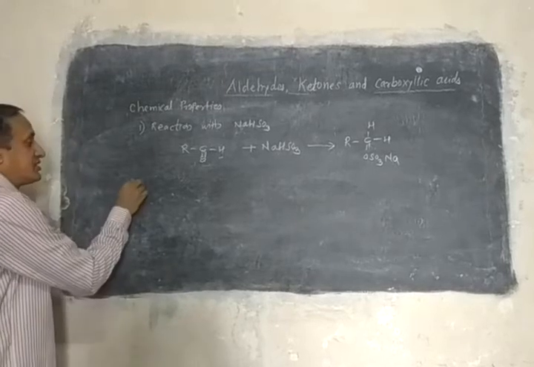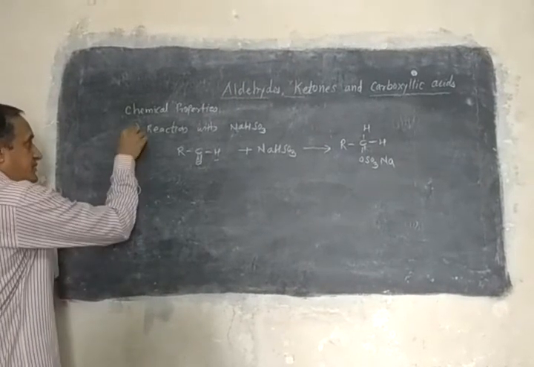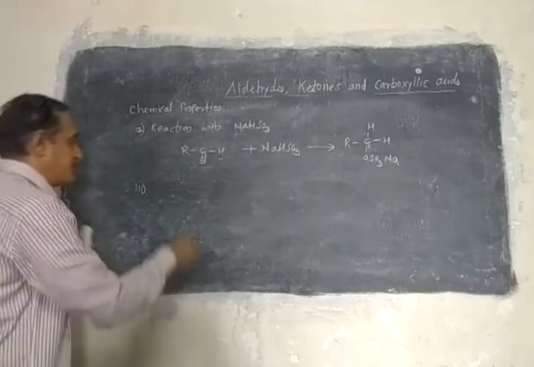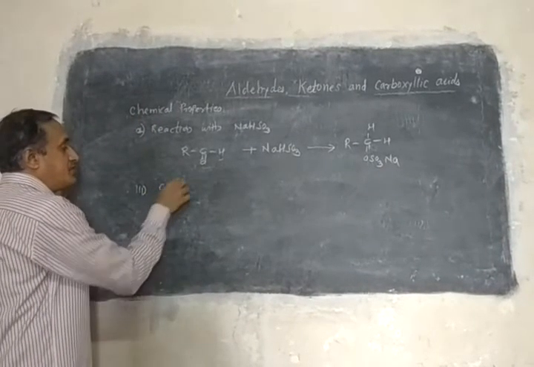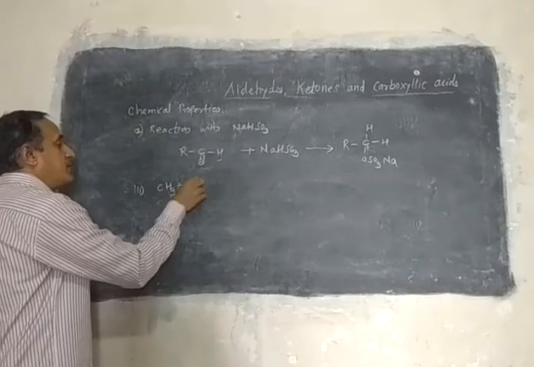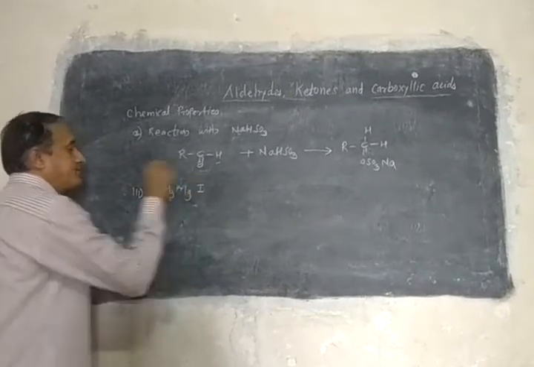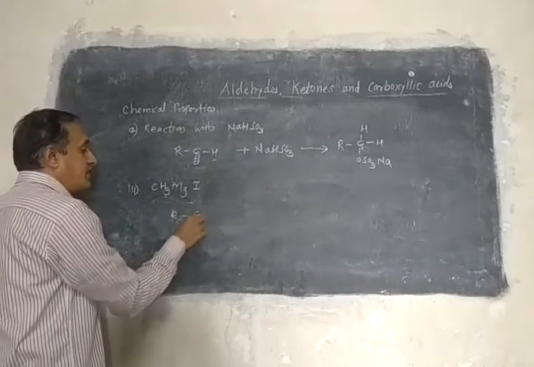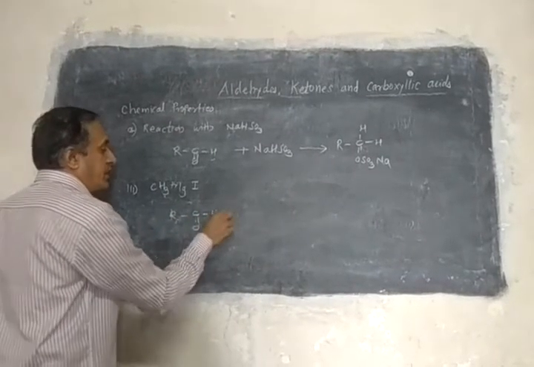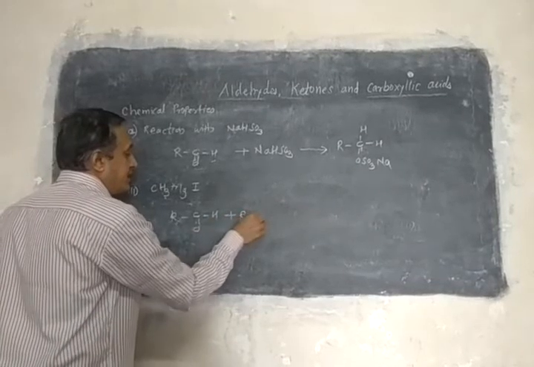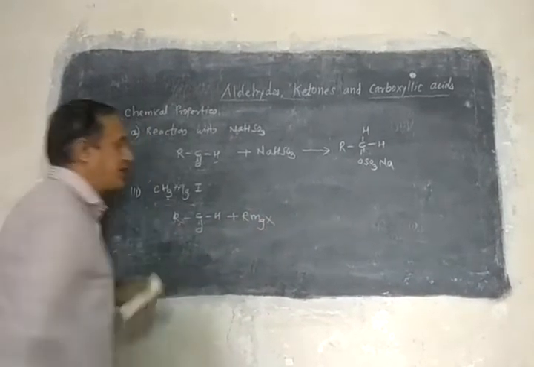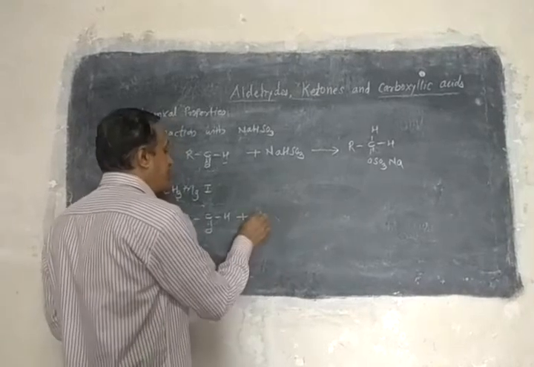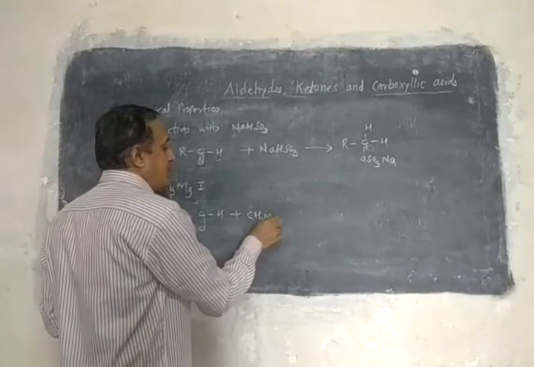Let us see the third reaction now, that is with the Grignard reagent, CH3MgX or RMgX. That's the Grignard reagent. Now for the reaction of aldehydes, C double bond O, with the Grignard reagent, let us suppose RMgX, or let us suppose CH3MgX or CH3MgI.